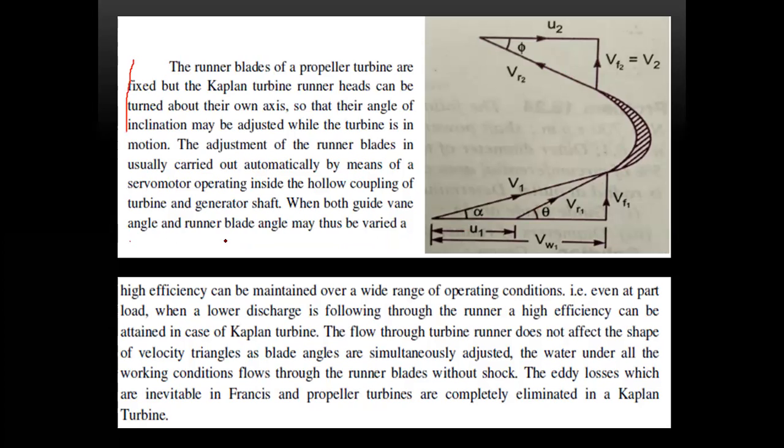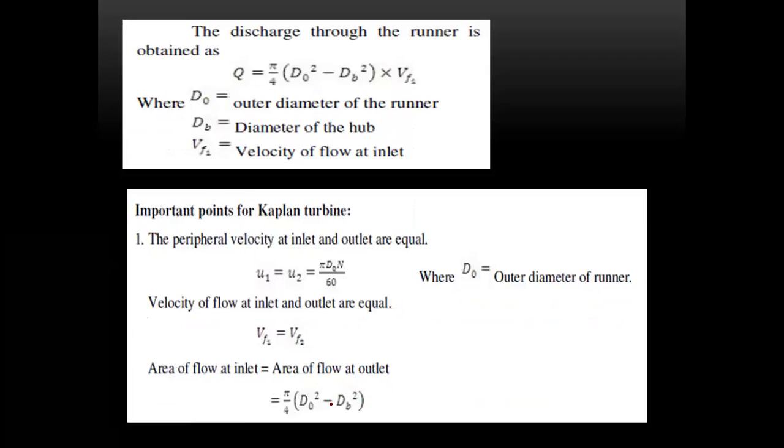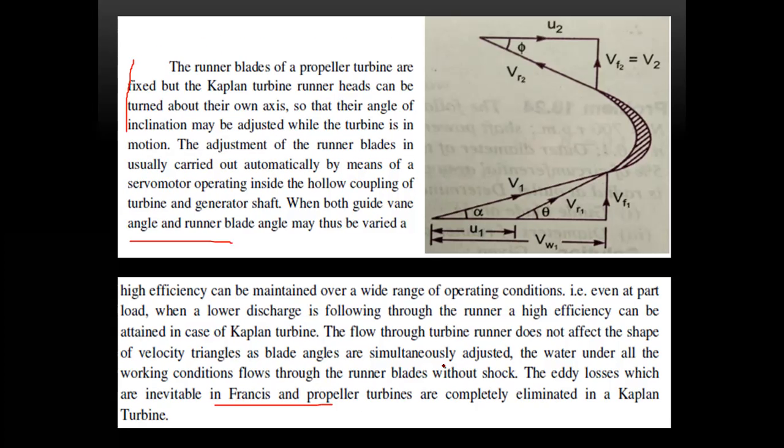So just read it on your own, right? Now from this figure see here, this is the inlet, this is the outlet. Okay, so alpha, u1, Vw1, theta, Vf1, this is Vr2, u2, phi, Vf2, like that.